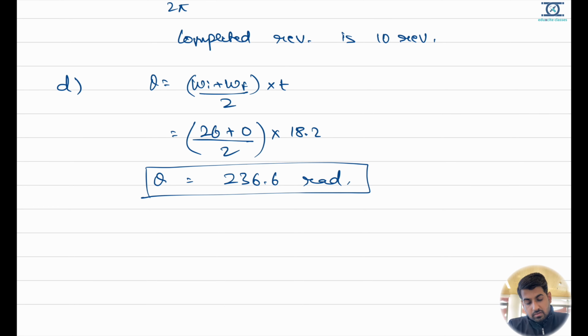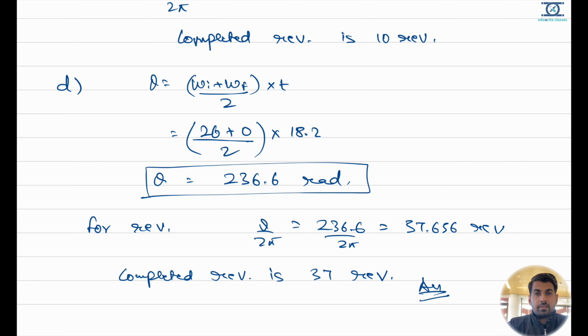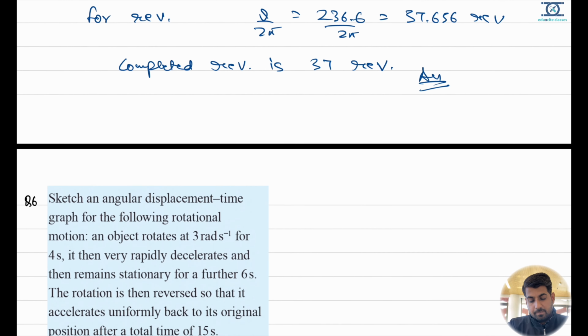Now to calculate the revolutions, what we will do is theta by 2 pi. So 236.6 by 2 pi gives you 37.656 revolution. So the completed revolutions are 37. So this will be your answer for part D. Okay, I hope it is quite clear.